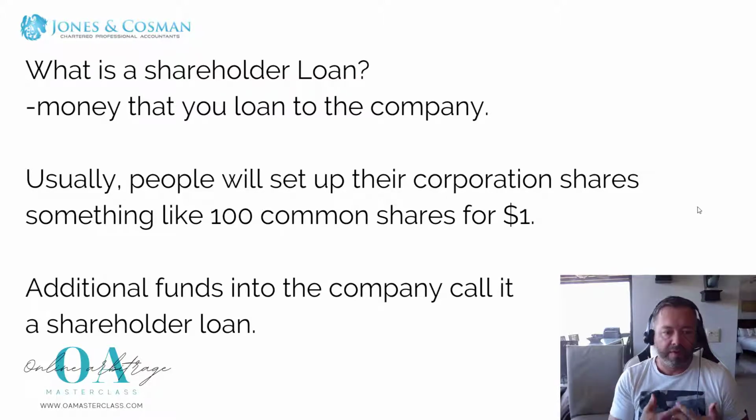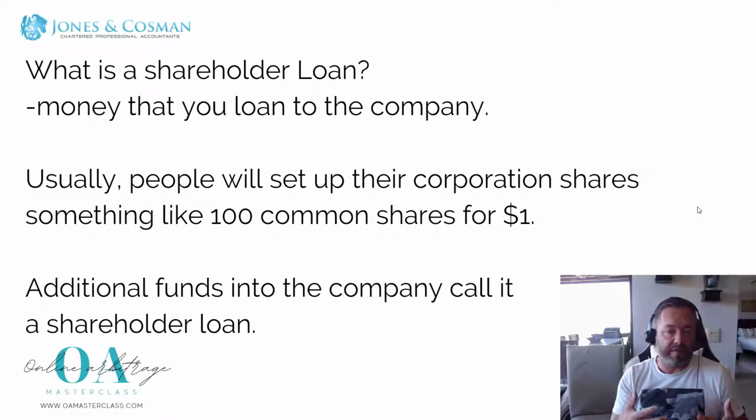Then you have to set up bank accounts, credit cards, and put money into it. So usually when you first set up your company, you've got shares. Most people will say, okay, we'll put in 100 common shares. Those common shares represent the ownership of the company, and they're going to cost $1 each. So you put in $100, and now you own those shares. That $100 is basically locked into the company now. That's your contribution. Then after that, of course, you have to buy inventory and do other things.